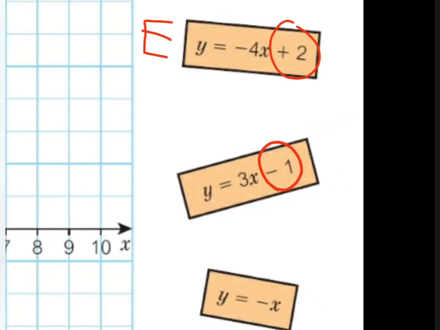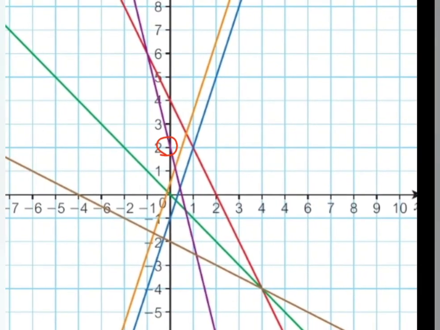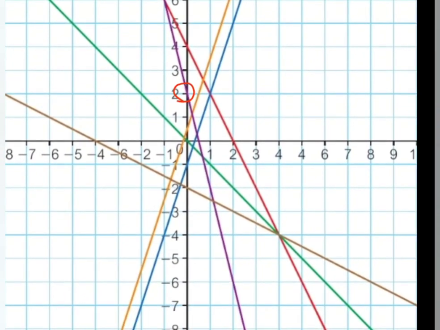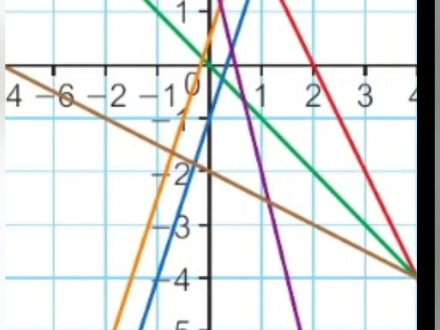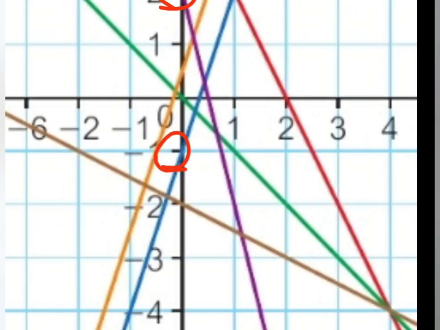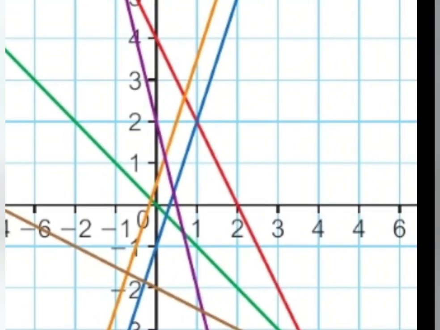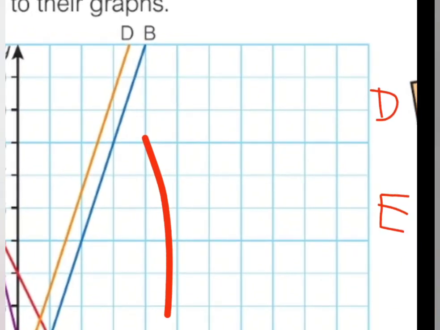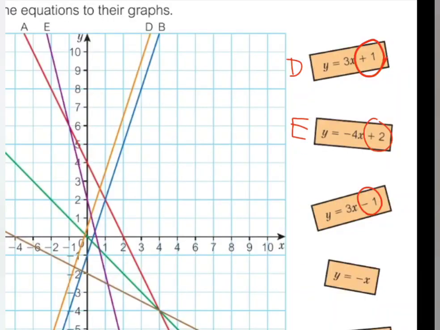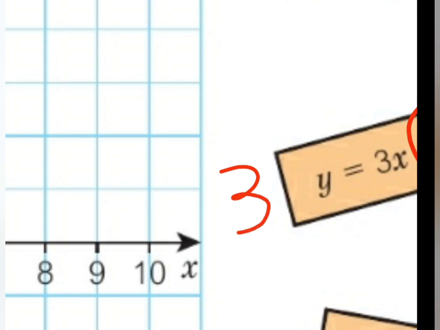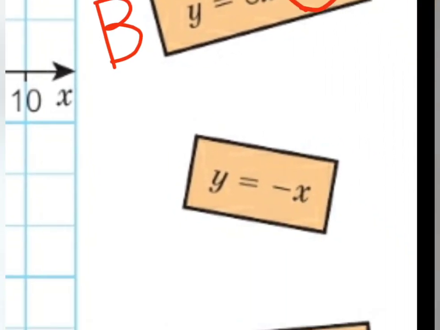Good job. Now let's take a look at the equations here on the lines. We find negative 1, which is here, and the blue line is crossing negative 1. So we are looking for the blue line. The blue line is B. Very good. So we take it and write it here. It's B. Good job.